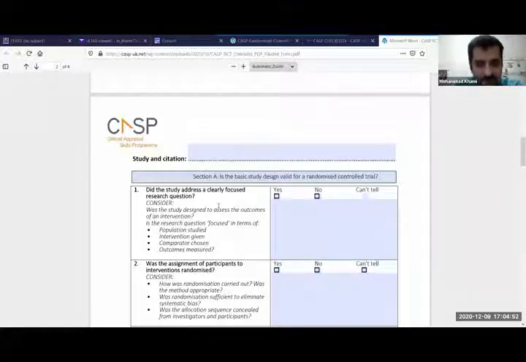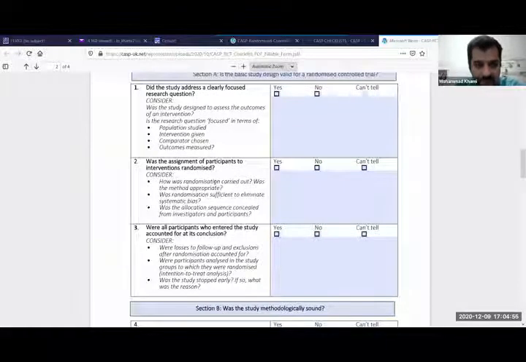The second question is, was the assignment of participants to the intervention randomized? We should consider, how was randomization carried out? Was the method appropriate? As I told you, the method should be stated. Was randomization sufficient to eliminate systematic bias? We should evaluate this. Was the allocation sequence concealed from investigators and participants? These are the questions that we should consider regarding the second item. Again, we can choose yes, no, or can't tell.